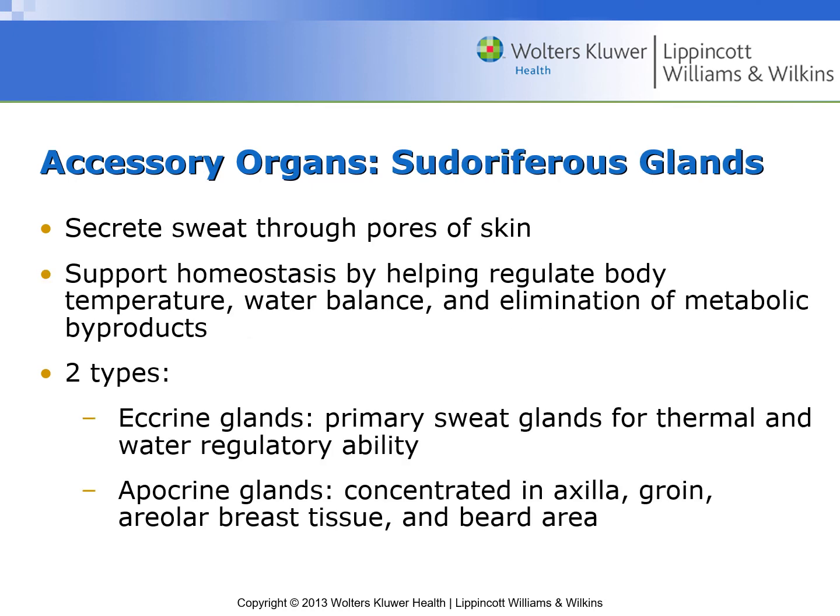The sudoriferous glands secrete sweat through the pores of the skin. They support homeostasis by helping to regulate body temperature, water balance, and the elimination of metabolic byproducts. There are two types: the eccrine glands, which are the primary sweat glands for thermal and water regulatory ability, and the apocrine glands, which are concentrated in the axilla, the groin, areolar breast tissue, and the beard area.